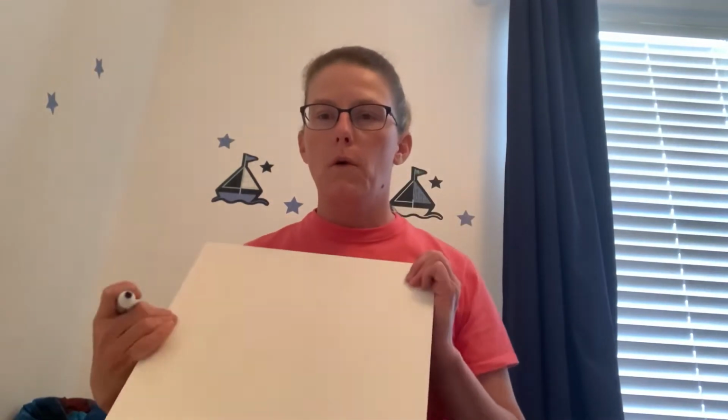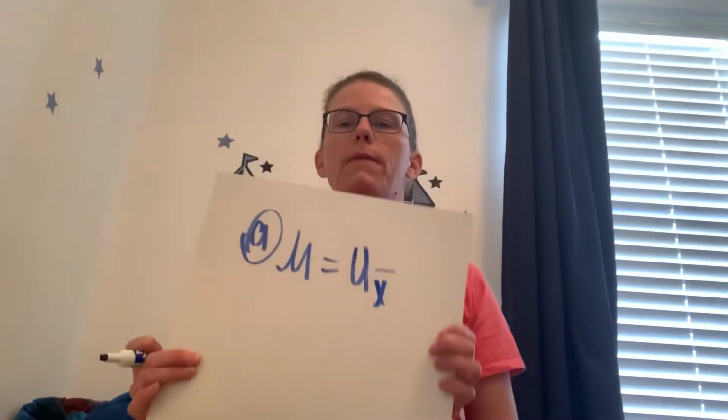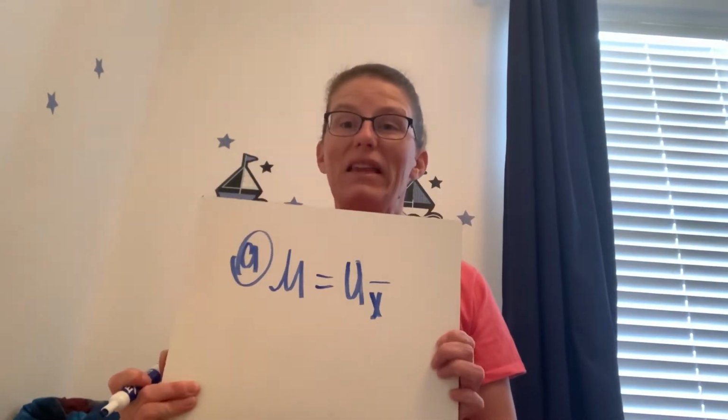So the major assumption that we get to make with the central limit theorem is now we can assume, A, the mean of the population, mu, is going to be equivalent to the mean of all sample means, meaning they're going to be exactly the same.